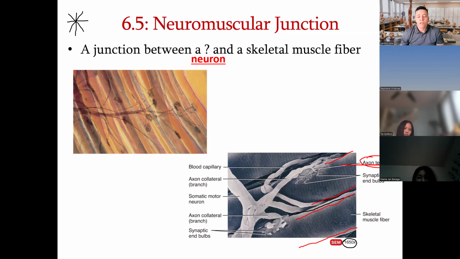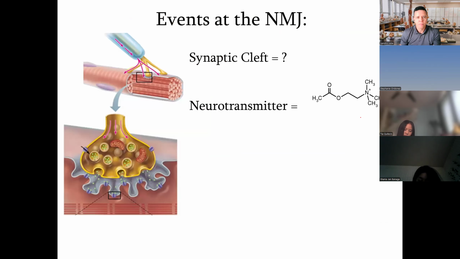Okay? And what we're going to do right now, we're going to take a closer look at the neuromuscular junction and see what is happening right at that junction. What is going on right there that allows this motor neuron to control the contraction of a skeletal muscle cell? So we're going to talk about what we call the events at the NMJ. And NMJ stands for neuromuscular junction.